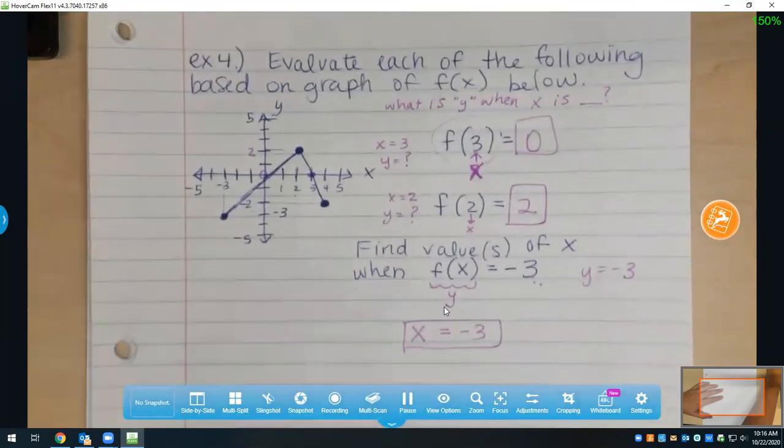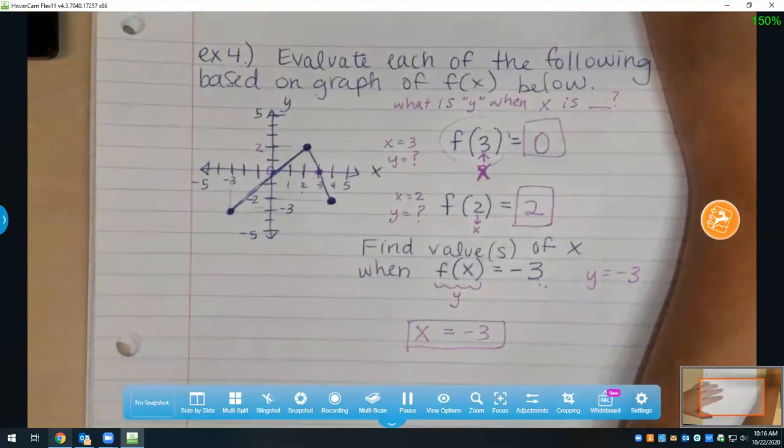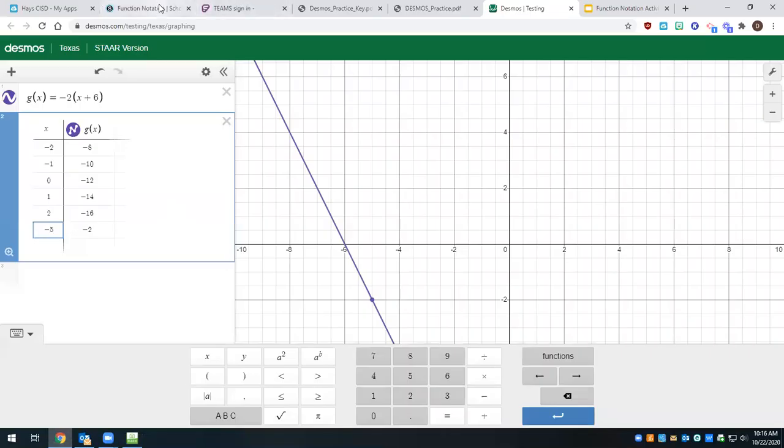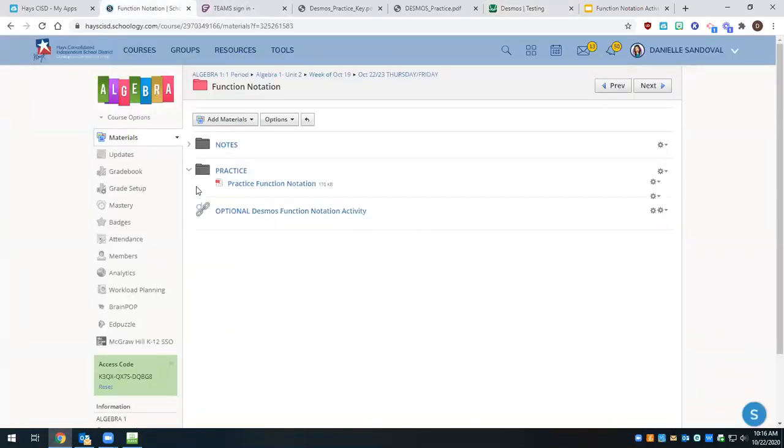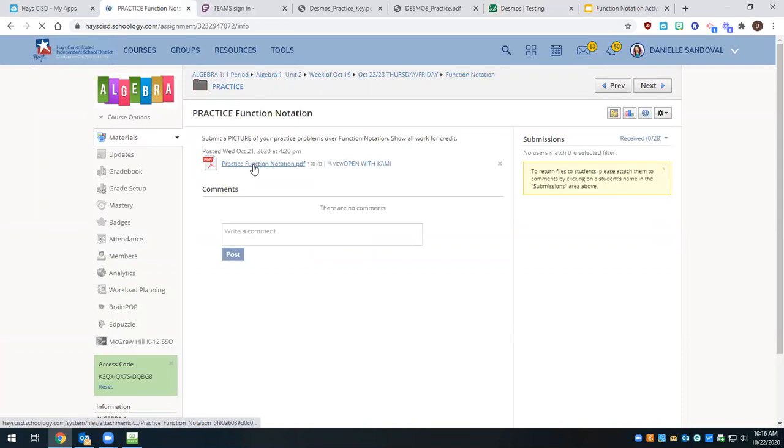So the practice problems for my online folks are in the practice folder in Schoology. Go to function notation practice. This is where you'll submit it. I linked it in there. You can just click on this PDF and open that up, and that's the practice problems. You can work it on notebook paper.